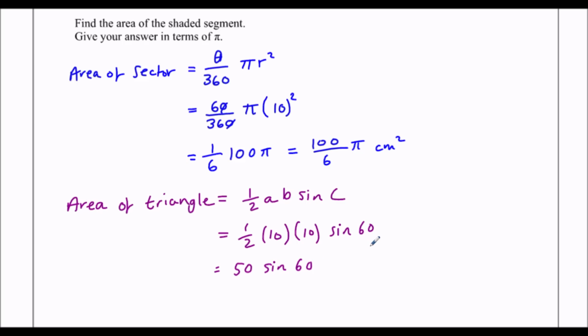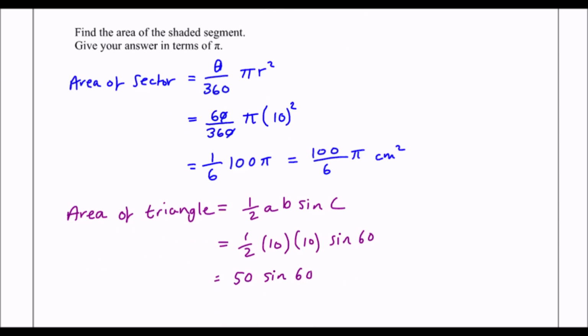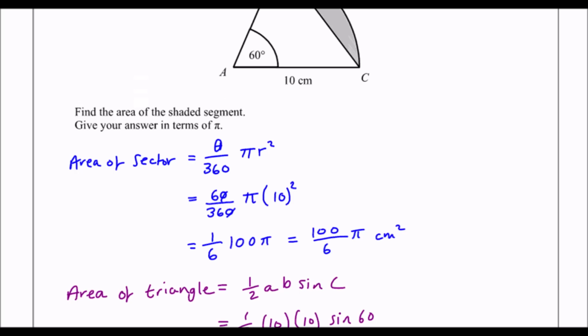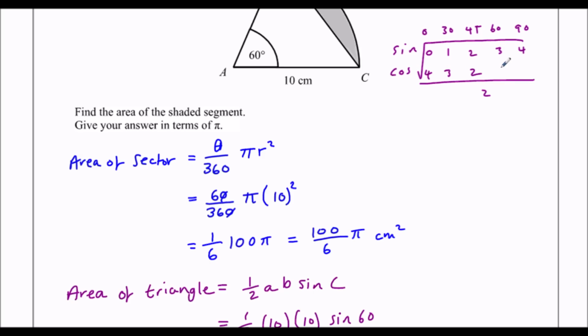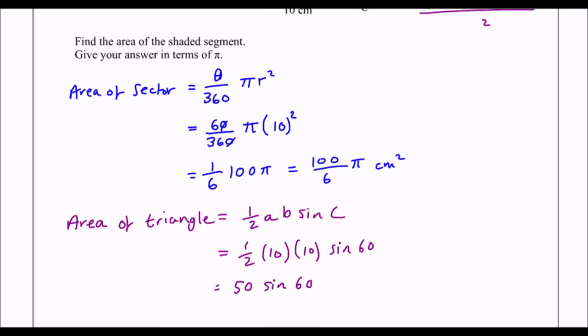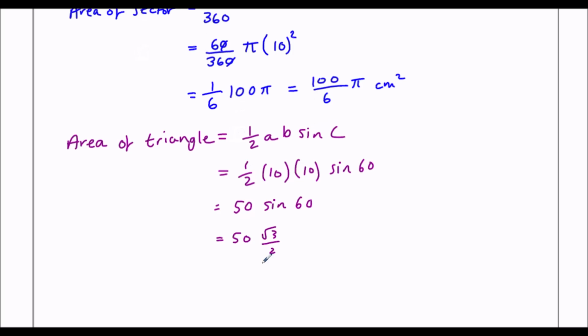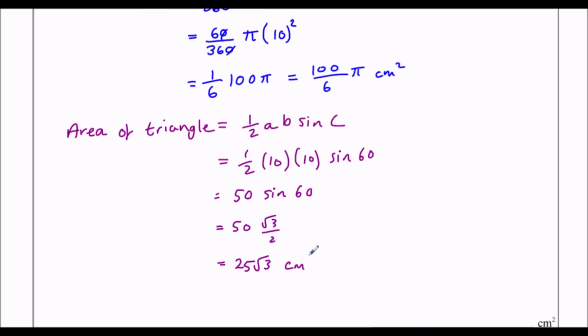And sine 60. What is sine 60? So there are different ways of remembering the exact values. One way is with triangles. Another way is to remember something like this. So sine, cos, square root, 0, 30, 45, 60, 90, all over 2, and sine starts at 0 and goes up. Cos starts the other way round and goes down to 0. So sine 60, where sine meets 60, is root 3 over 2. So it's 50 times root 3 over 2. So 50 root 3 over 2, or 25 square root 3. And that is, again, centimeters squared.